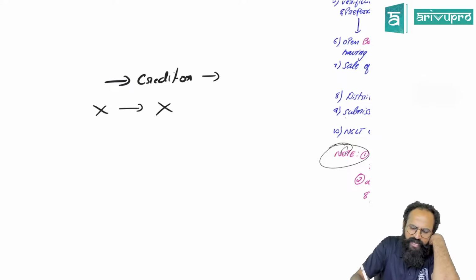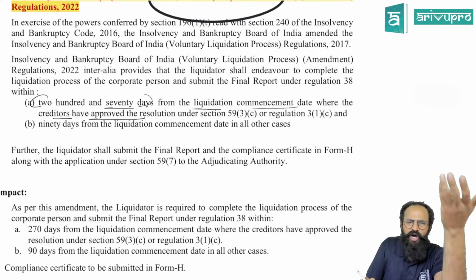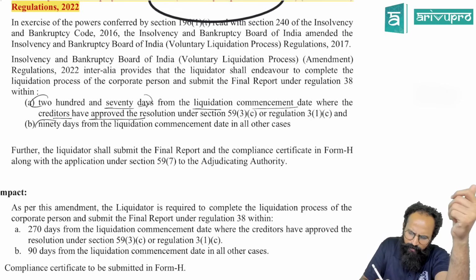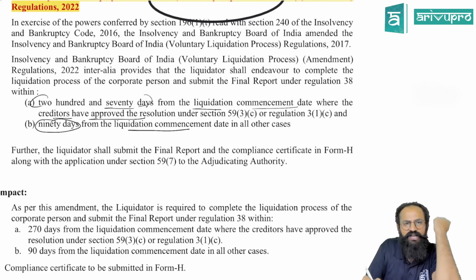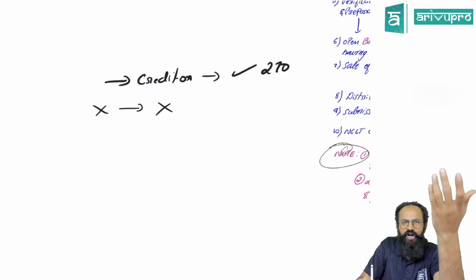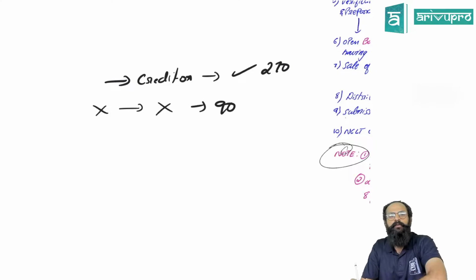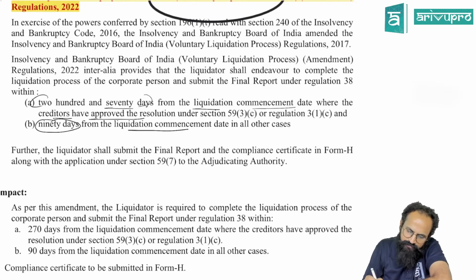If your company has creditors, then the liquidation shall be completed within 270 days from the liquidation commencement date, where the creditors have approved the resolution. If the creditors' approval is not required, then 90 days from the liquidation commencement date. So if you are taking creditors' approval, within 270 days you need to complete your liquidation, I mean, you have to submit a report. If no creditors' approval is required, then why do you need so much time? Then you have to submit your liquidation report within 90 days. This is the amendment.